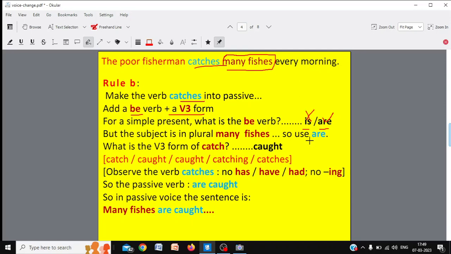So, many fishes are. And the V3 form of the verb catches is caught. Catch, caught, catching, catches. So the V3 form is caught, and the be verb is are, so we get are caught. So what do we have? Many fishes, that is where we began the sentence. In passive, the be verb are and the V3 form caught. So, many fishes are caught.